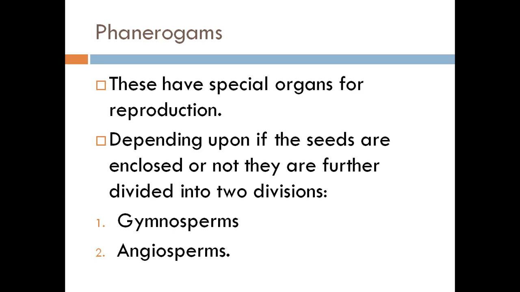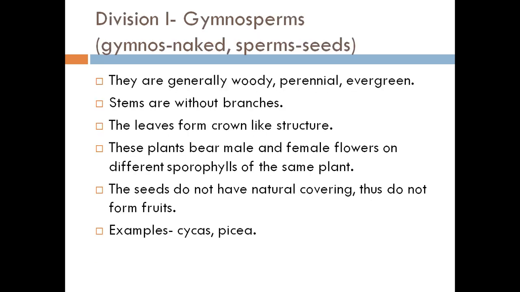Depending upon if the seeds are enclosed or not, they are further divided into two divisions. Basically they have the proper well developed plant. Phanerogams are proper well developed plants, so their classification is mainly based on if the seeds are enclosed or the seeds are not enclosed. So depending on that, they are further divided into gymnosperms and angiosperms.